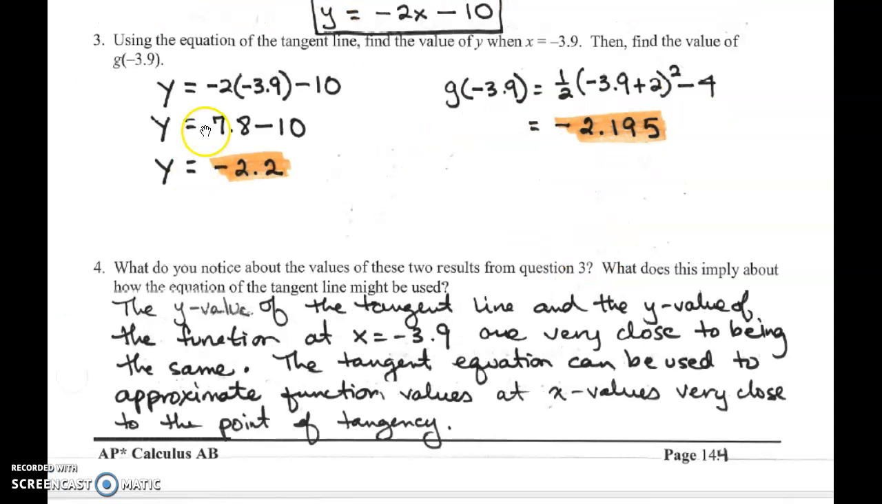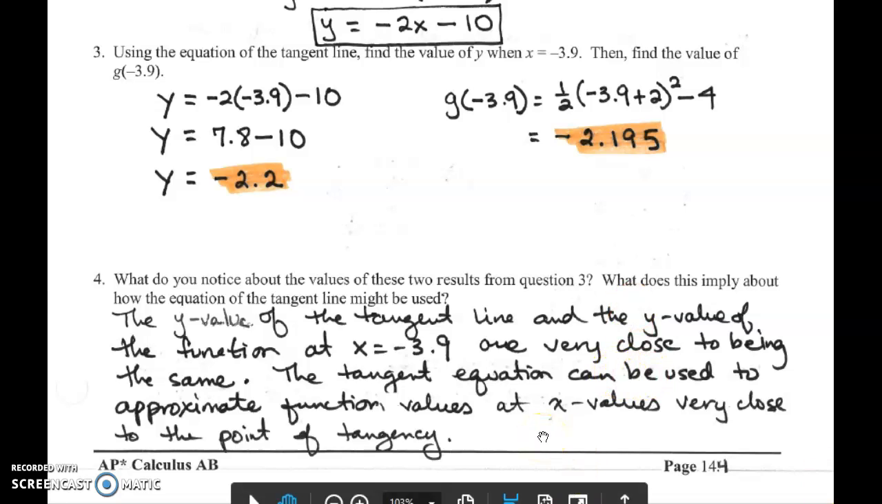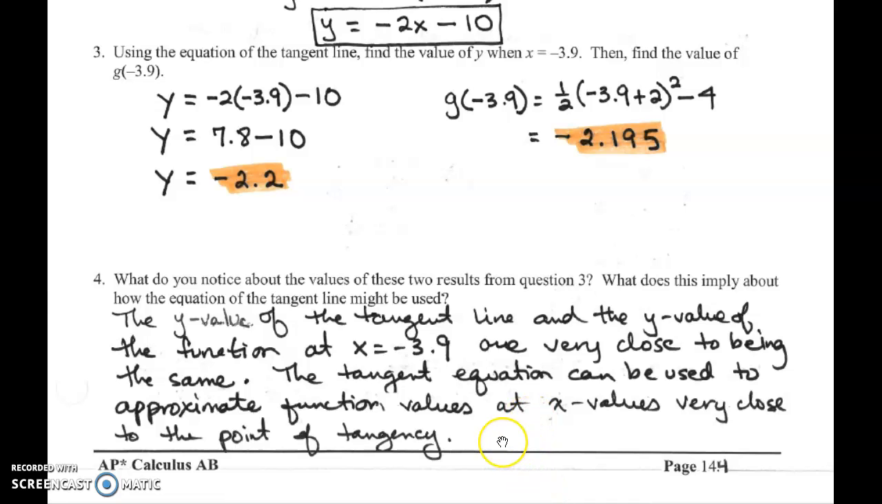The actual answer is negative 2.195. And what you should notice from this, and obviously this person's work is a little bit different from mine, but it is the same answer, that it's off by barely, like 5 thousandths. That is it. It's very close to being the same. So what we can do is we can use the tangent line to approximate values of a function. Obviously they'll be off a little bit, but they're close enough that we can use them to approximate.